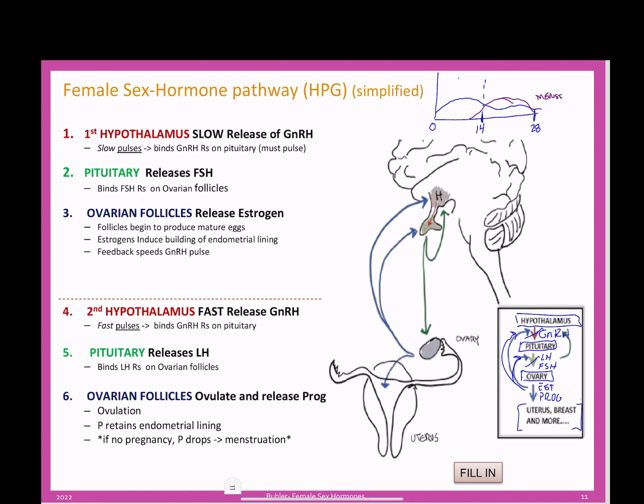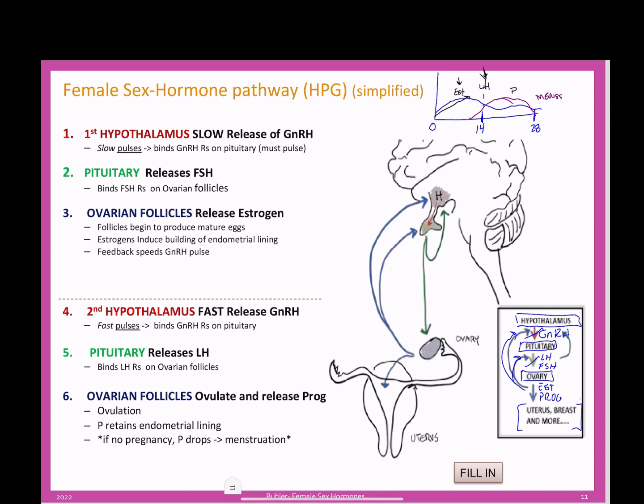So in that first half of the cycle, you're going to be maturing eggs and increasing the endometrial lining, and then at about 14 days, you're going to release luteinizing hormone, which is going to actually stimulate ovulation. So these are the major things that we can look at as we're talking about these pathways.